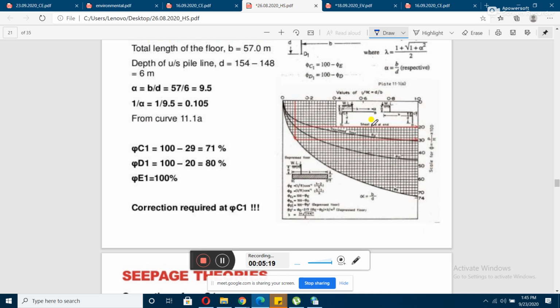In this curve you can see how the values phi C1 and phi D1 are calculated. This axis represents 1 by alpha. This is 1 by alpha, and these are the curves. This one is for phi E, you can see that, and this one is for phi D.